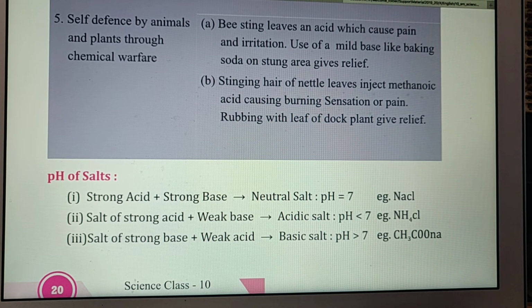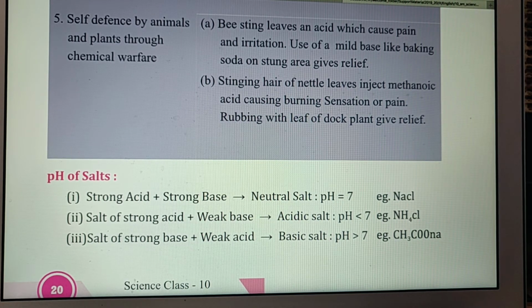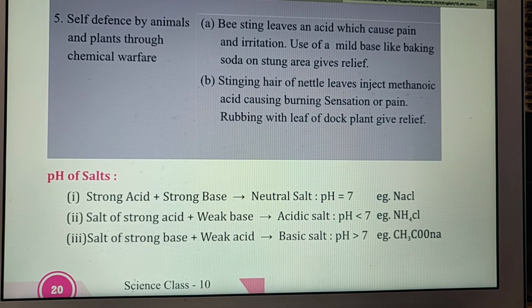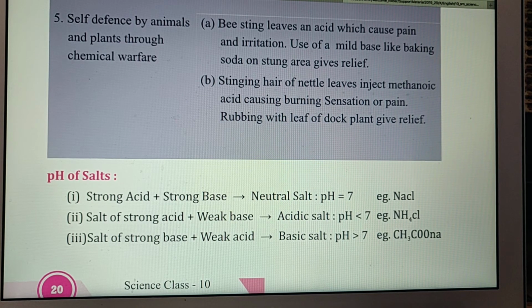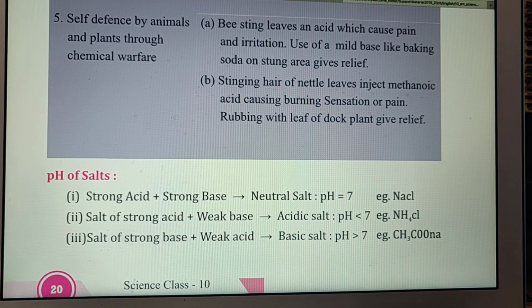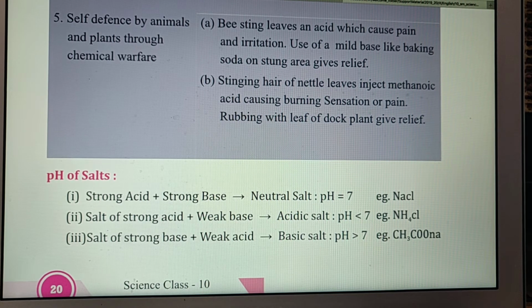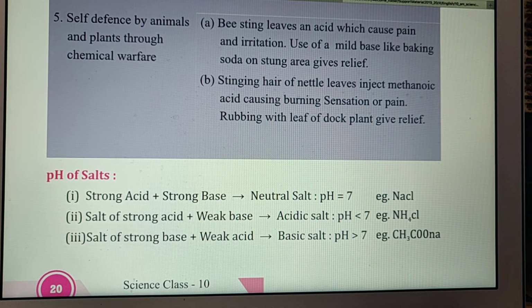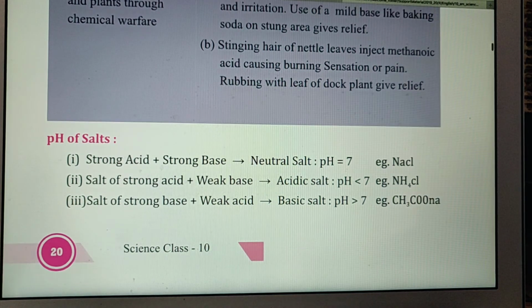on the stung area gives relief, because baking soda is basic and the sting is acidic, so both neutralize and you get relief from the pain. The stinging hair of nettle leaves injects methanoic acid, which causes a burning sensation or pain. Rubbing with a leaf of the dock plant gives relief.